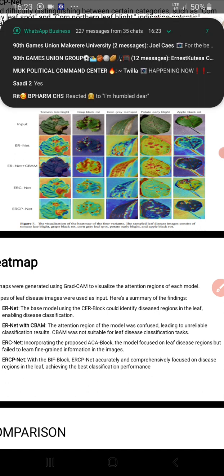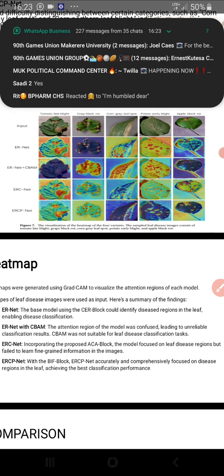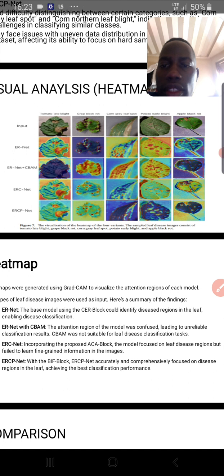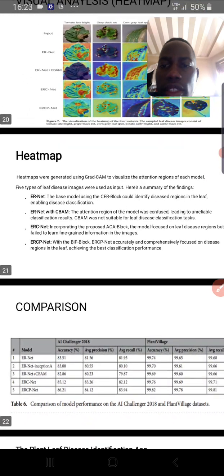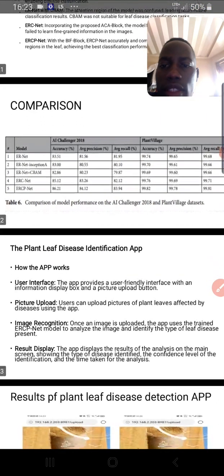So this is an explanation of the heat map. And this one is a comparison between our model, the Ercp-Net model, with other models, and it shows that we had better accuracy in the AI Challenger dataset, and then also in the PlantVillage dataset, our model had the highest accuracy.